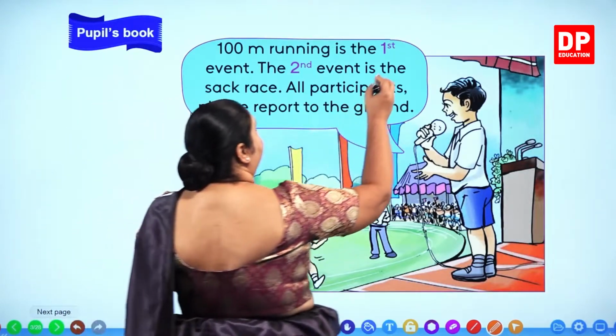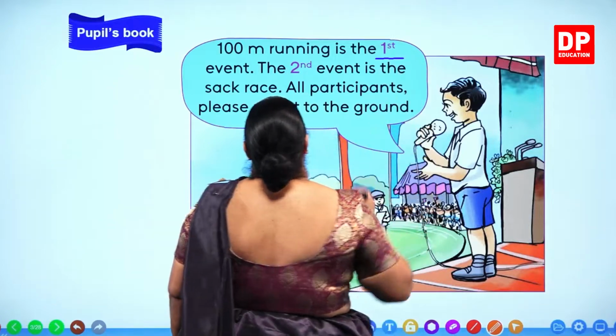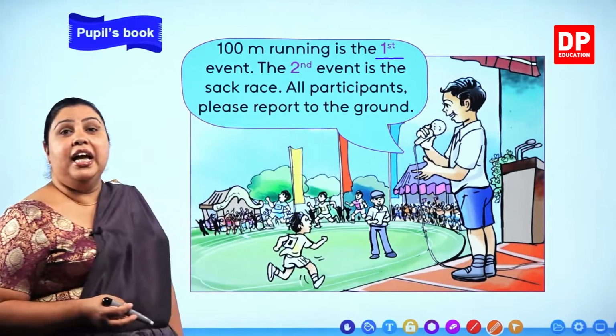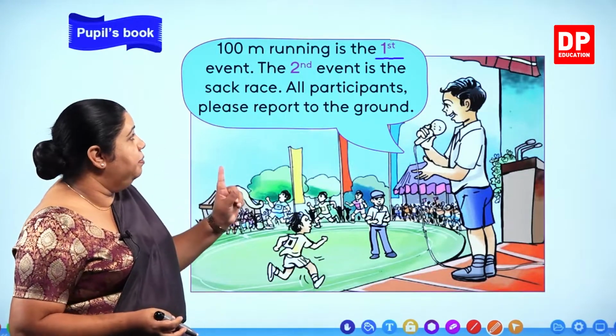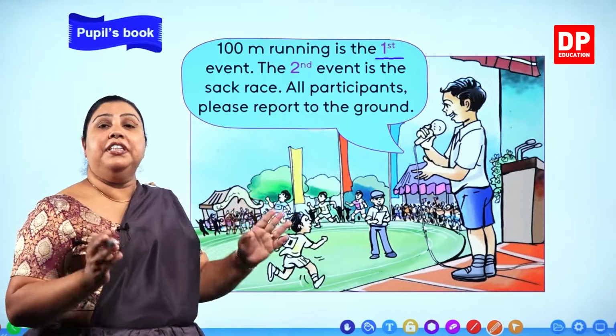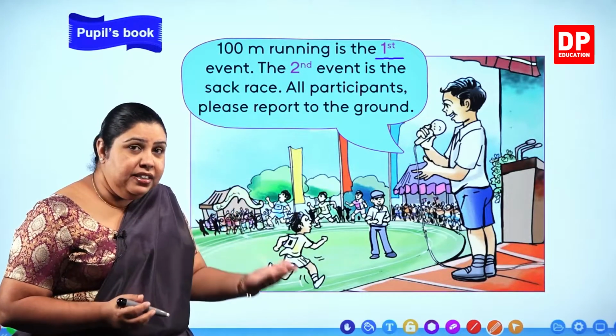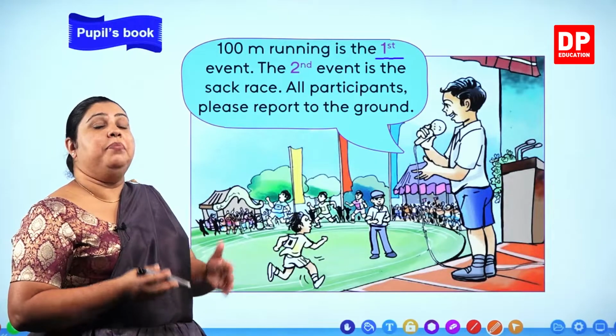Now here we have first. We found it in a happy cloud as well. 100 meters running is the first event.